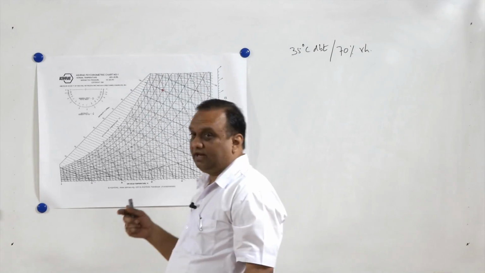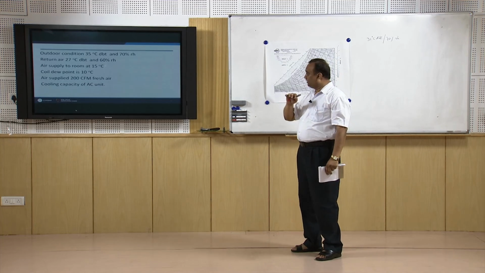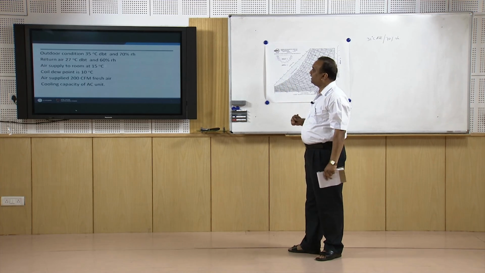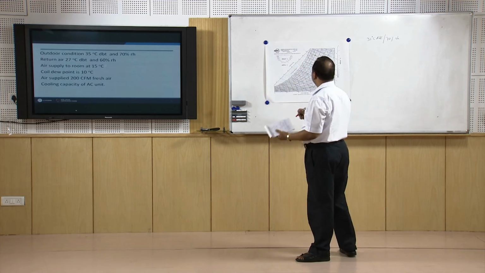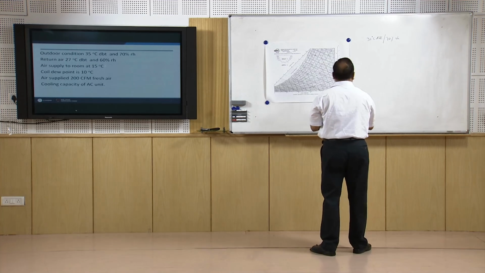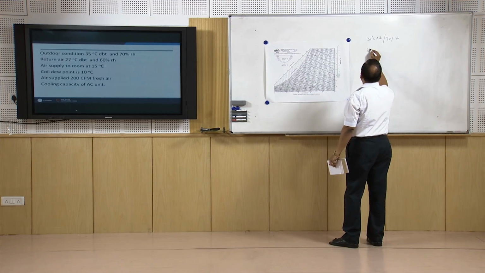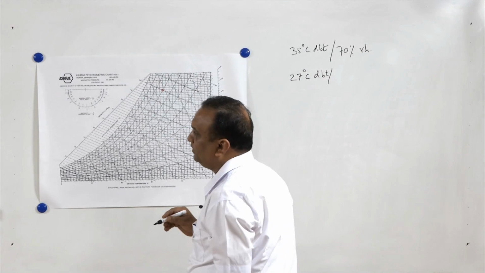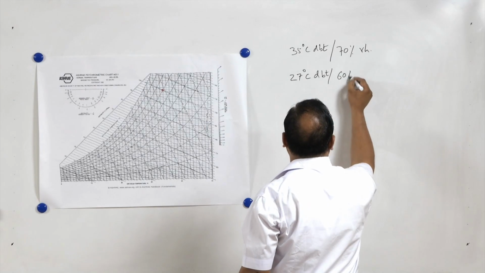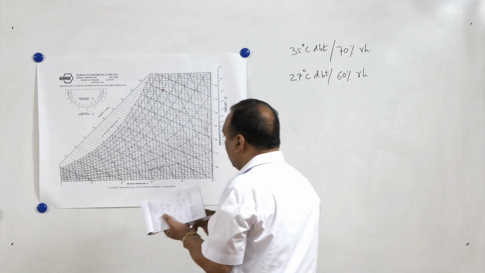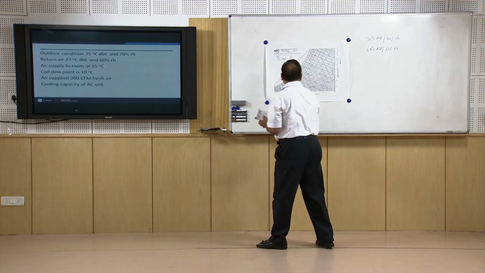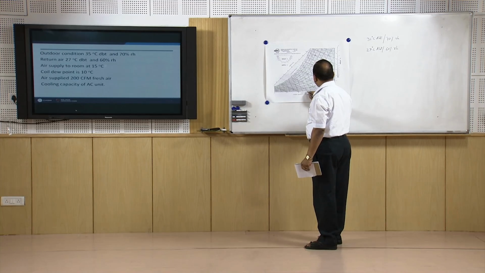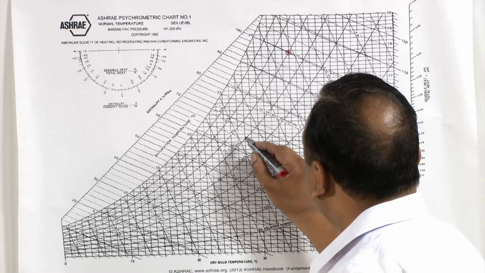And then it says the return air. Return air means after taking heat from the room, return air goes back to the AC. So return air is 27 degrees centigrade dry bulb temperature and 60% relative humidity. Now if we consider these two states, then one is 35 and 70%, and another is 27 and 60% RH.